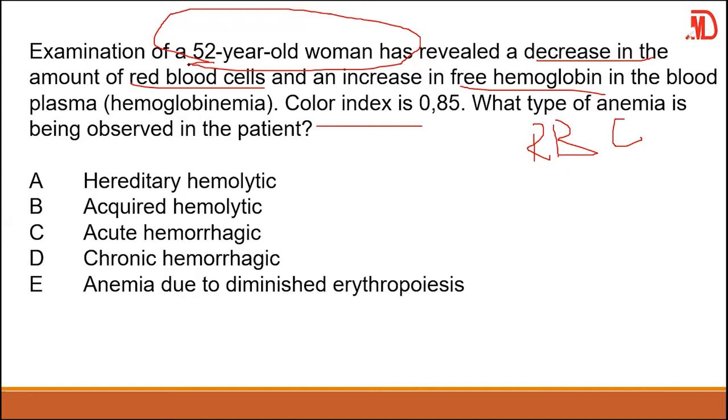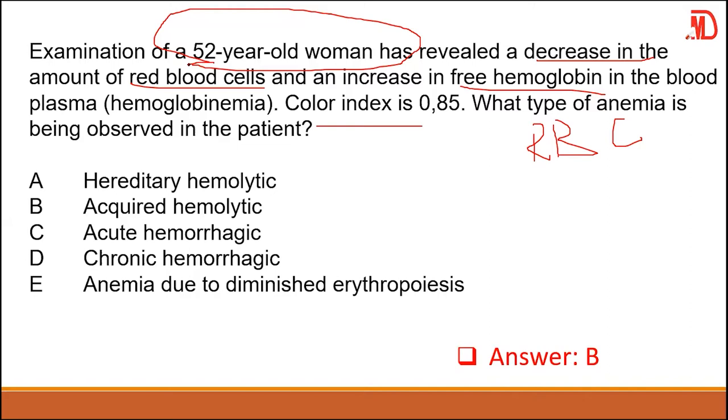hereditary. Now, in hemorrhagic anemia, of course, they would give you a history that would denote that this person was bleeding for a very, very long time. But there's no such thing in this question. So we can obviously say we are not having a hemorrhagic anemia, and that's what we are looking at for B to be our answer.